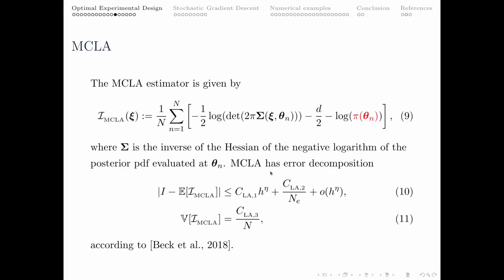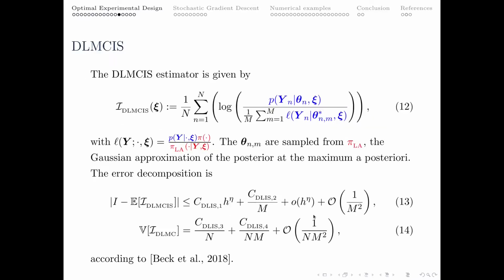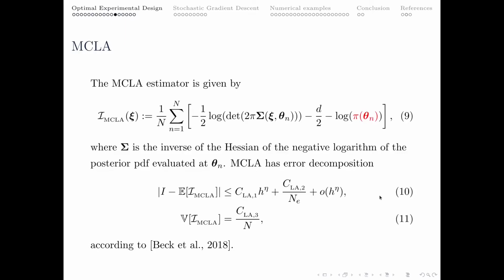Note that this estimator has an error decomposition presented here, where we introduce a bias that does not decrease as we increase the sample size, a bias that is fixed of n(e) to the minus 1, and we have a variance that is n to the minus 1, which is smaller than for the double loop Monte Carlo.